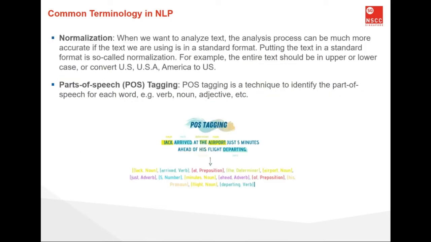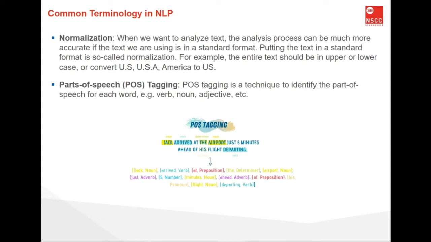The next term is called normalization. Normalization is the process of converting a token into its base form. In the normalization process, the inflectional form of a word is removed so that the base form can be obtained. When we want to analyze text, the analysis process can be much more accurate if the text we are using is in a standard format. Putting the text in a standard format is so-called normalization.